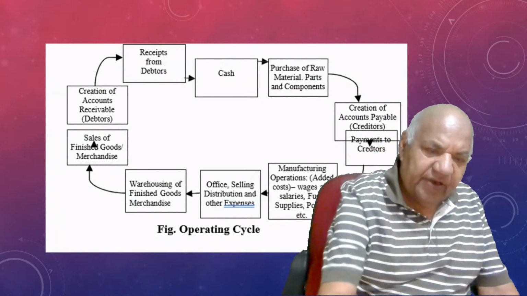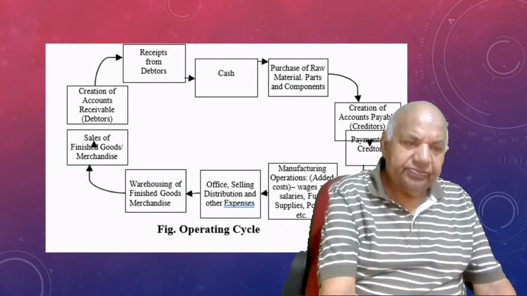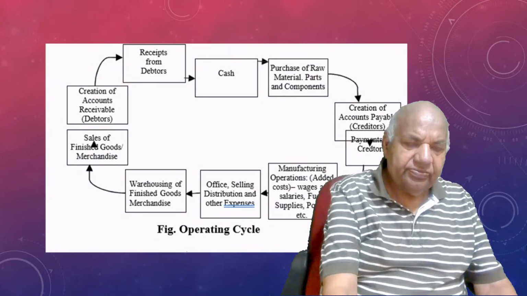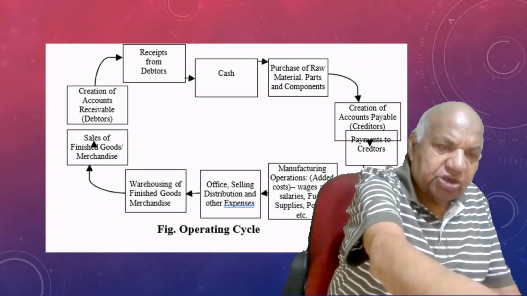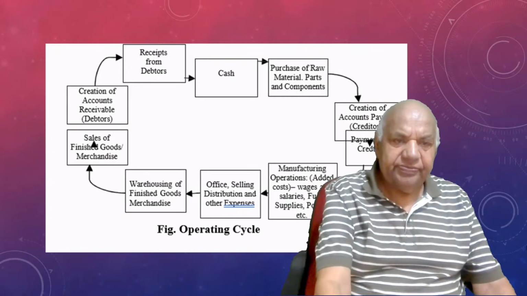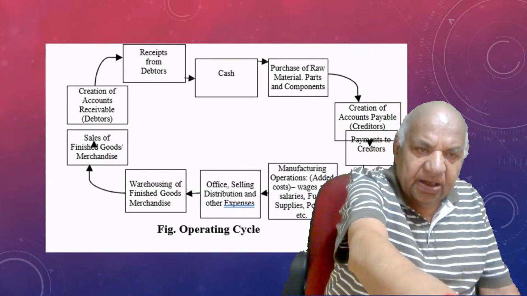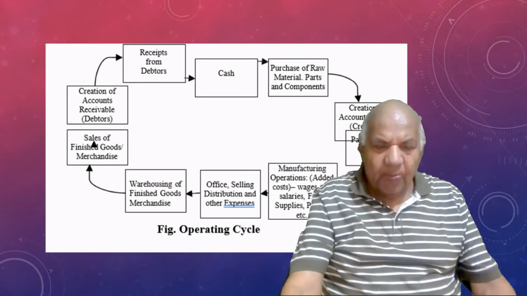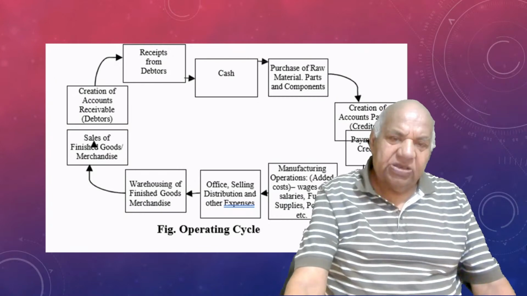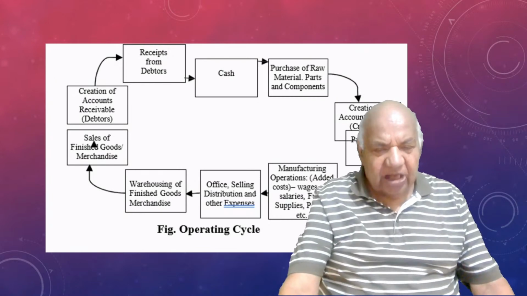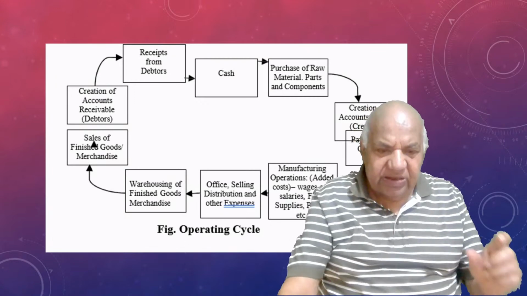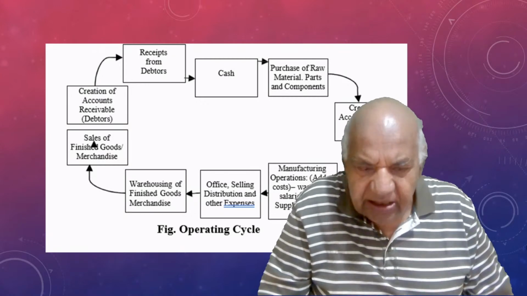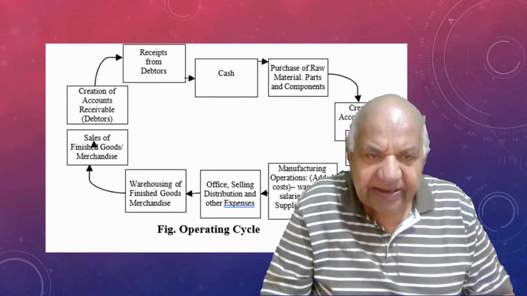then warehousing of finished goods or merchandise, sales of finished goods or merchandise, which in turn creation of accounts receivable or debtors, receipt from debtor. Now again it has come to the cash. Or you may say operating cycle starts from cash and ends also in cash. Means the period in which cash will again be converted into cash is known as operating cycle.